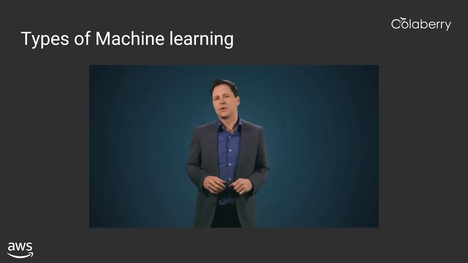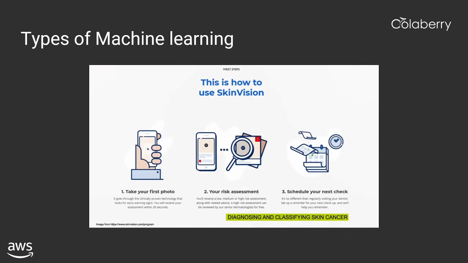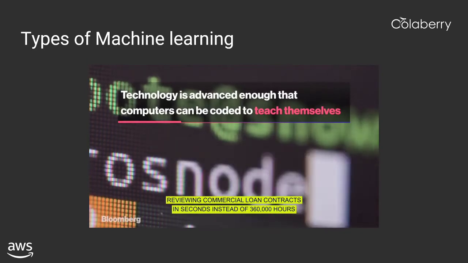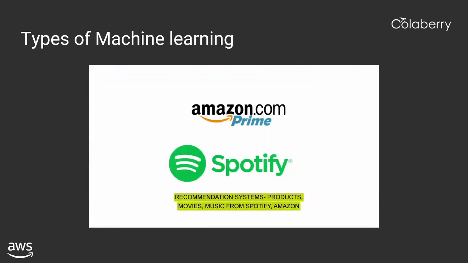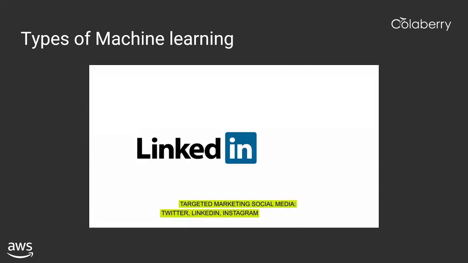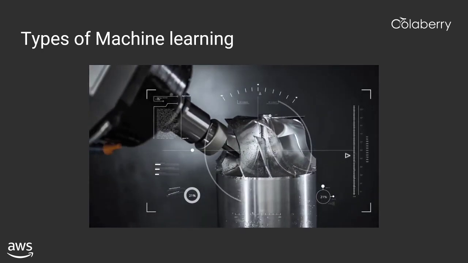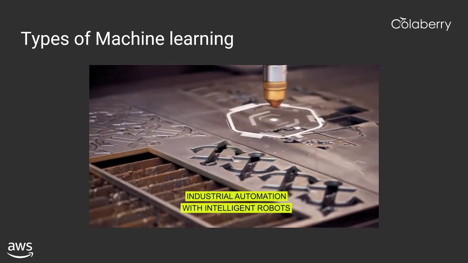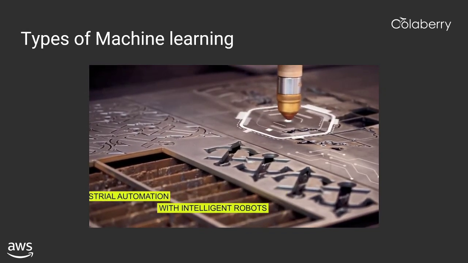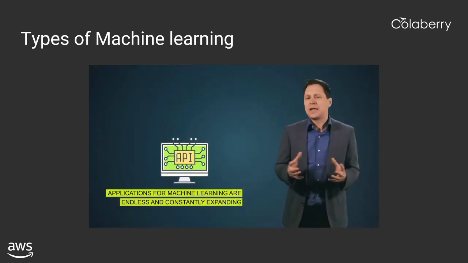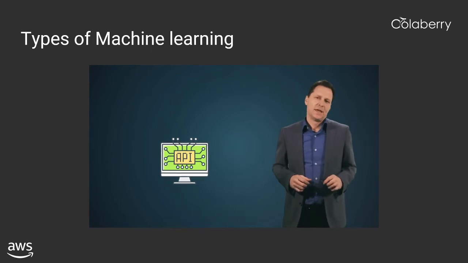Now that we understand supervised, unsupervised, and reinforcement learning by breaking down machine learning, what are some applications of these forms of machine learning? Look at these examples of supervised learning. And check out these examples of unsupervised learning. And here are some examples of reinforcement learning. Applications for machine learning are endless and constantly expanding. Thank you for joining me.